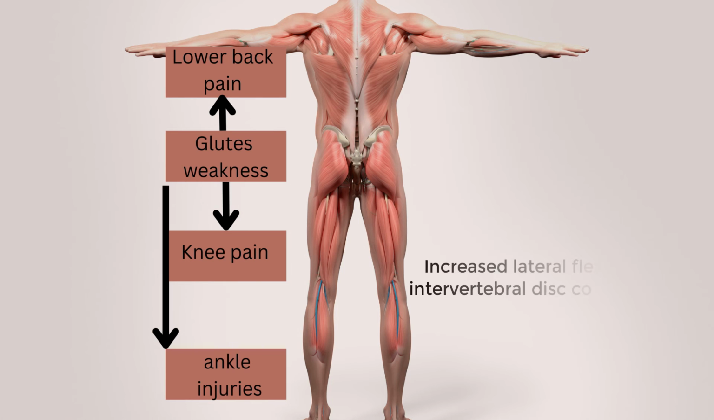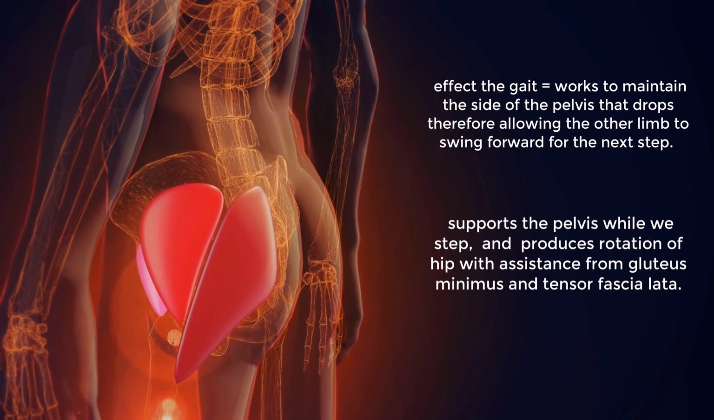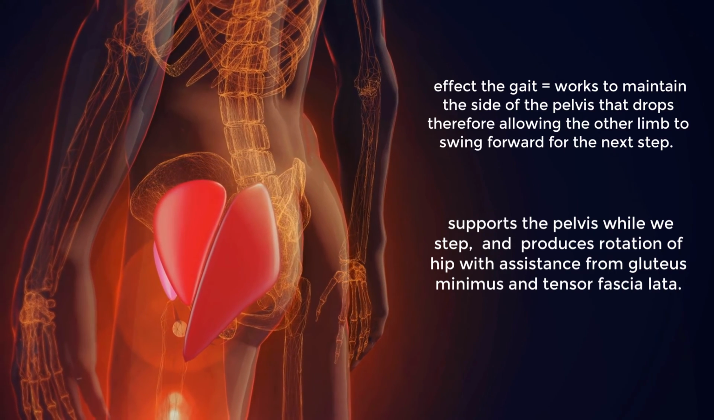Gluteus medius weakness and loss of dynamic lateral stability of the pelvis and lower back can lead to increased lateral trunk flexion. It can also affect the gait, as it works to prevent the side-to-side pelvic drop, therefore allowing the other limb to swing forward for the next step.